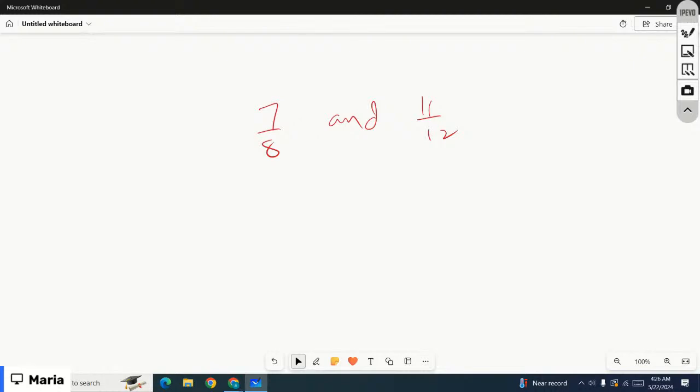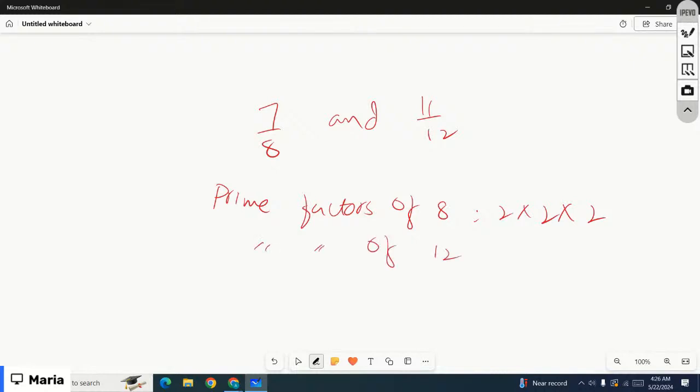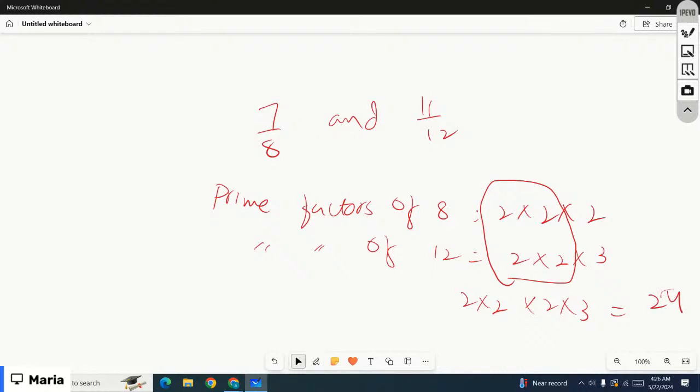Okay, let's just write down the prime factors of 8 and 12. The prime factors of 8 are 2 times 2 times 2, and the prime factors of 12 are 2 times 2 is 4 and 4 times 3 is 12. So 2 times 2 is the common factor, and 2 times 3 are the non-common factors. So they give 24. So 7 over 8 and 11 over 12 have a least common denominator that is 24.